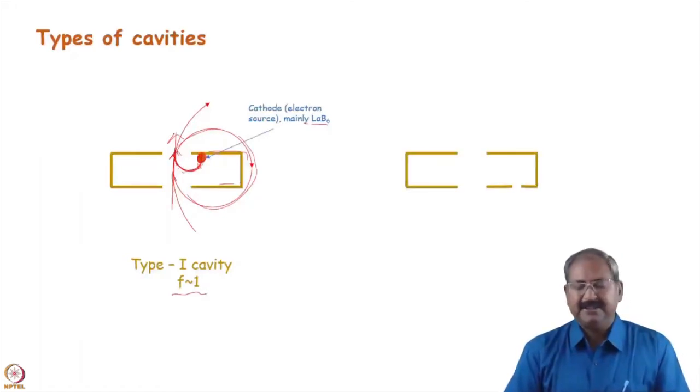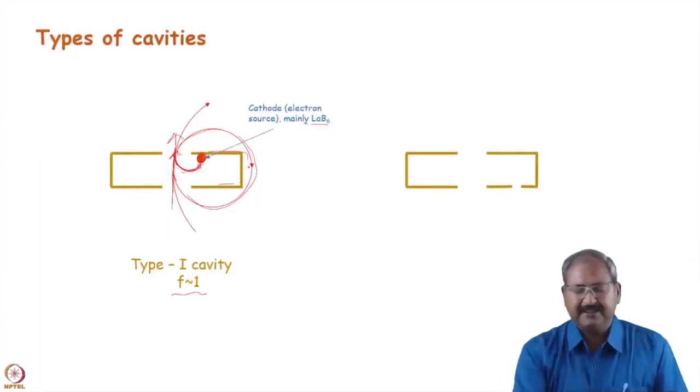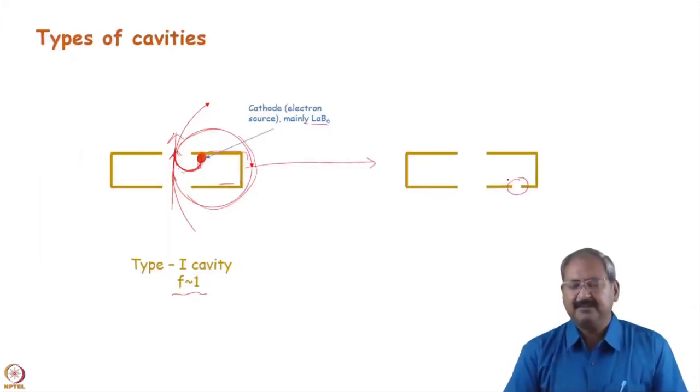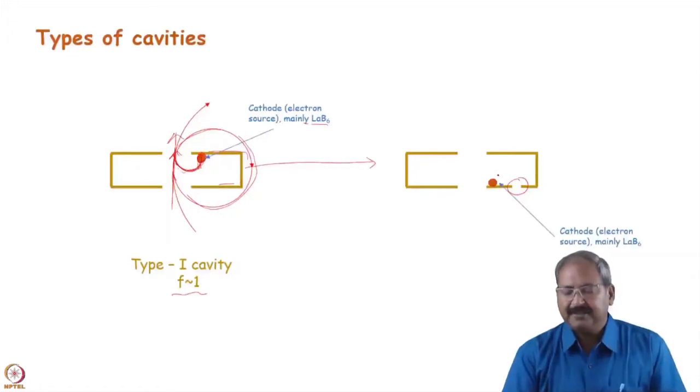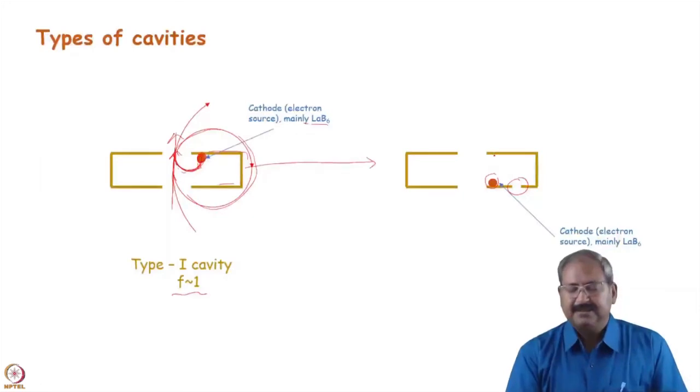Another possibility is here. Here you can see that again the cavity has the same structure, with an additional hole here. Why is this additional hole here? Because now the cathode is put on this surface rather than the upper surface. So the cathode is now put on the lower surface of the cavity in this figure. Again the magnetic field is perpendicular to this screen. So when electrons are ejected, they take this path.